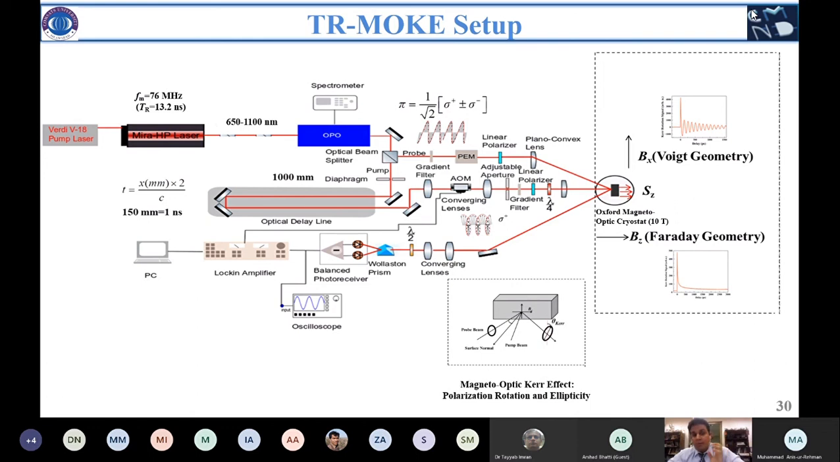So the signal coming out of the Wollaston prism is actually a measure of how much the light polarization has been rotated. And that is what is actually being measured on the LabView application. And this represents the amount of spin polarization that is present.